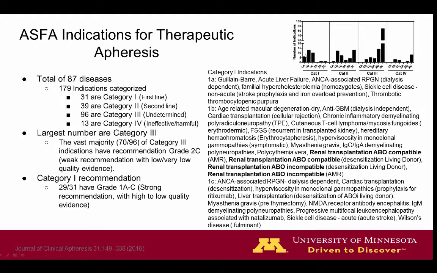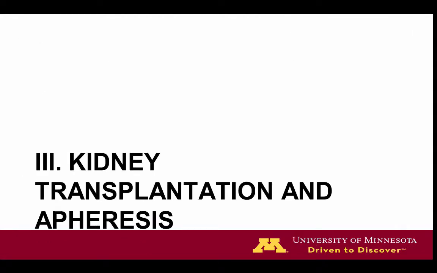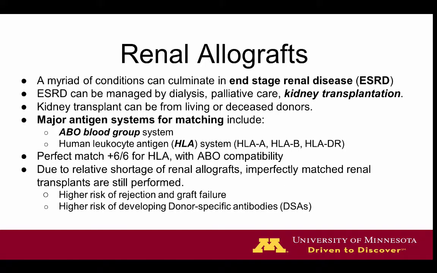For the Category 1s where it is indicated as first-line therapy, the majority of them have a strong recommendation ranging from high to low evidence. And specifically within this Category 1B, which is a strong recommendation with moderate evidence, is the renal allografts, both ABO compatible and ABO incompatible, and whether it is for desensitization or for antibody-mediated rejection. So that is a relatively smooth transition into my next topic, kidney transplantation and apheresis.